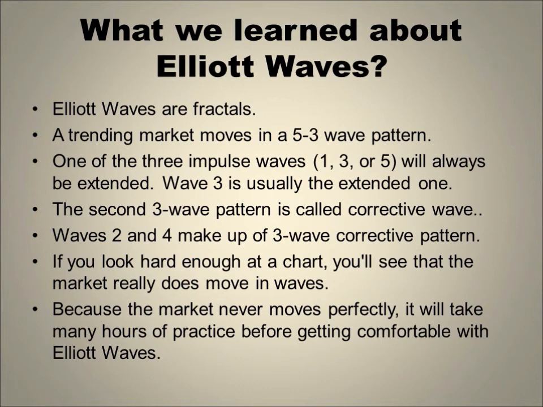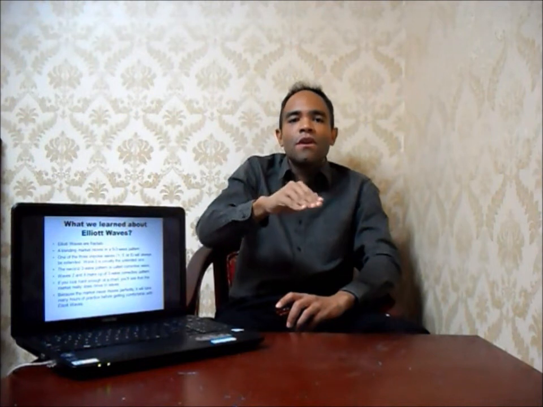Now, here's what we've learned so far about Elliott waves. We've learned that Elliott waves are fractals. We can break up the waves and they'll still be waves. Or we can take a wave, add it to another wave, add it to more waves, and then create a bigger wave, which is the same as the pieces. And also, when markets move in trends, they move in a 5-3 pattern. 1 is up, 2 is down a little bit, 3 is up, 4 is down a little bit, and then wave 5 goes up.